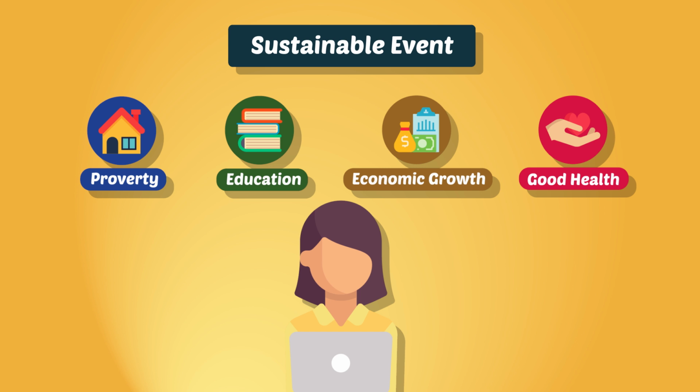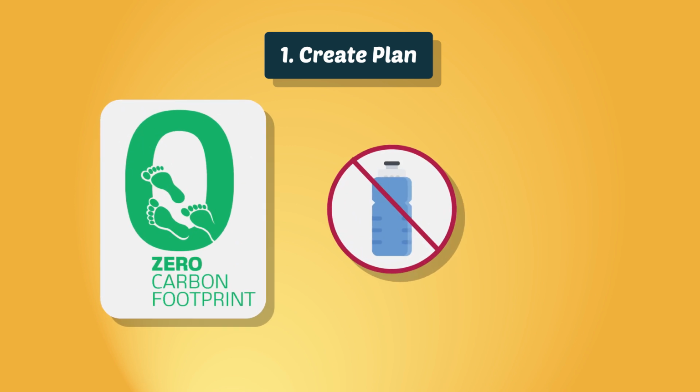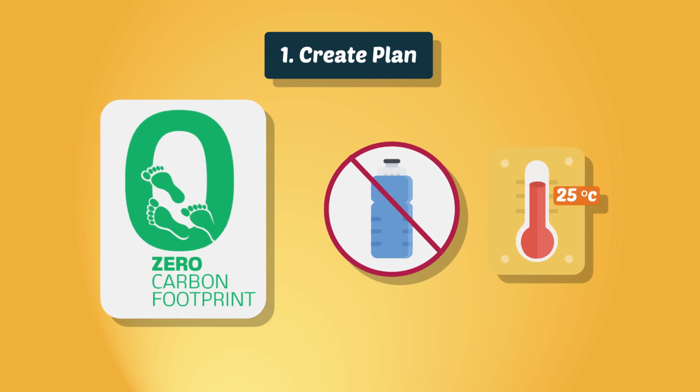There are 6 steps in creating sustainable event planning. 1. Create a plan. In this stage, it means to set a sustainable objective that the organizer wants to achieve, such as plastic bottles will not be allowed in the event. The room temperature of the event will be 25 degrees or zero carbon footprint.